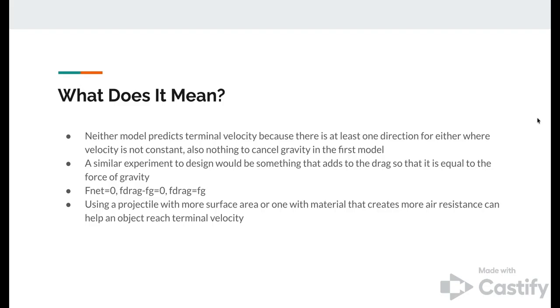A similar experiment to design would be something that has to add to the drag so it's equal to the force of gravity. So then as you can see in the equation, if net force equals 0, drag minus gravity has to equal 0, so they have to be equal. And using a projectile with more surface area, or one with more material that creates more air resistance, will help the object reach terminal velocity.